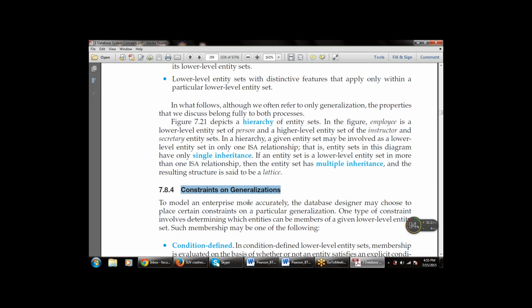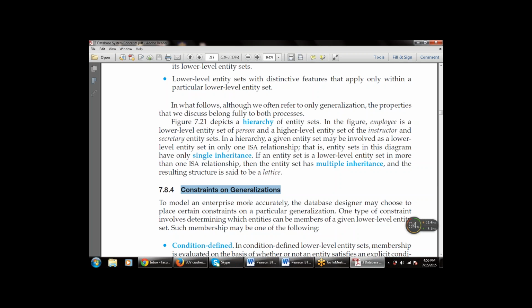Now next are the constraints on the generalization, that is, what restrictions will be applied on the generalization. To model an enterprise more accurately, the database designers may choose to place certain constraints on a particular generalization. One type of constraint involves determining which entities can be a member of a given low-level entity set. Such a membership can be any of the following.